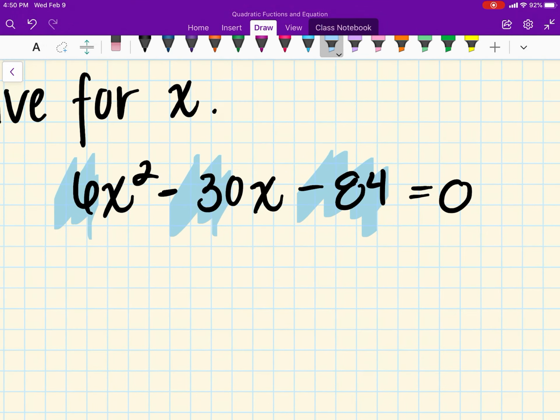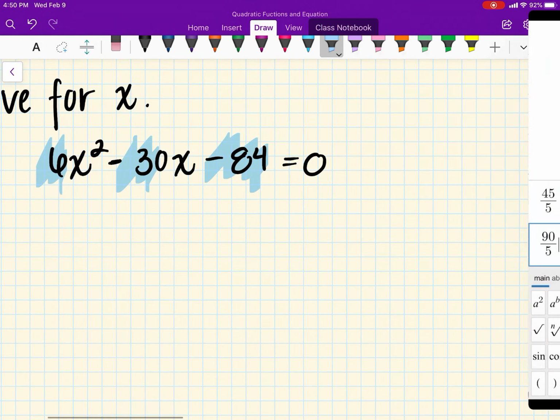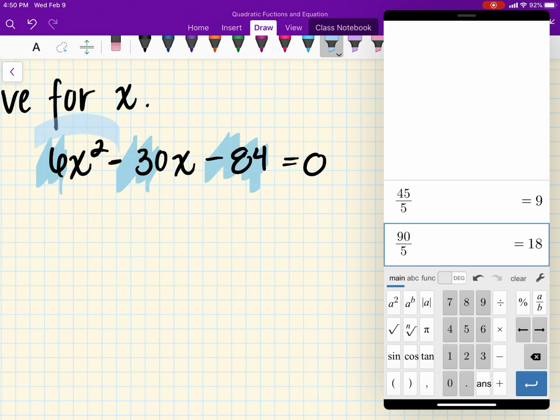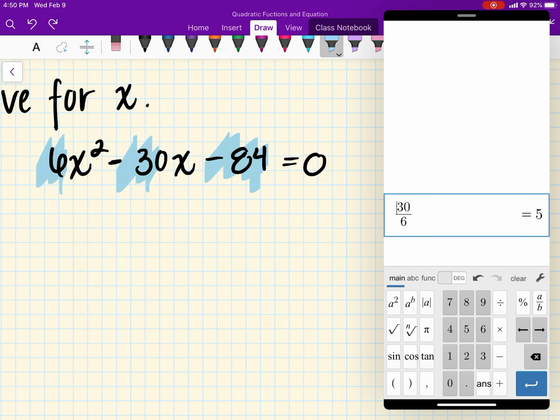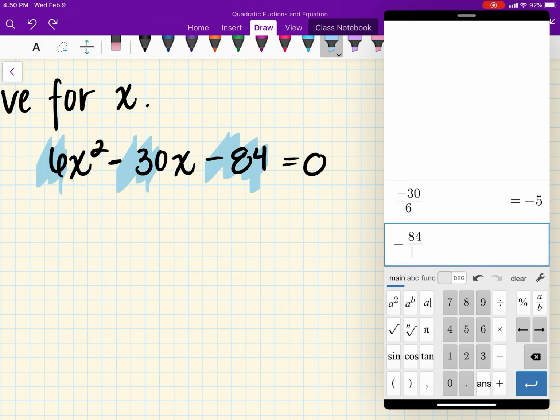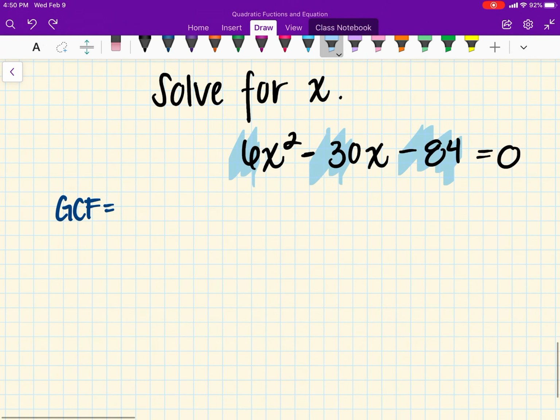In this case, guys, I do recommend you always check with the smallest number that you're given here. So the smallest number here is a 6. So negative 30 divided by 6 gives me negative 5. And if I do negative 84 divided by 6, we get negative 14. So in this case, we are going to be factoring out a GCF of 6.